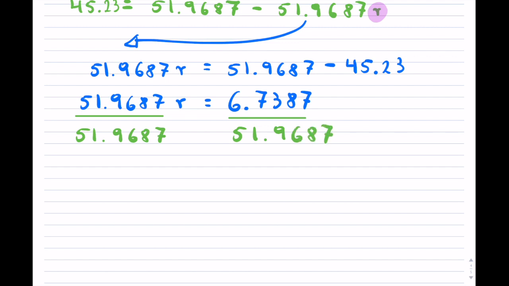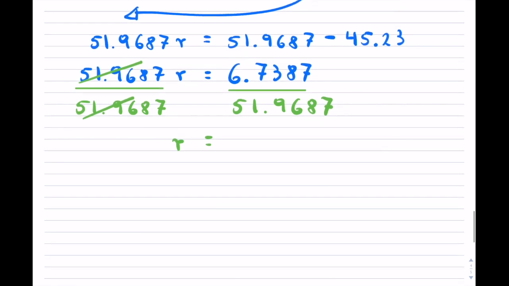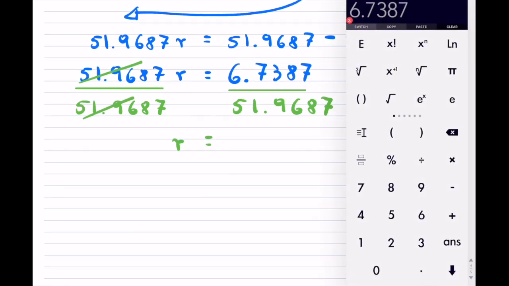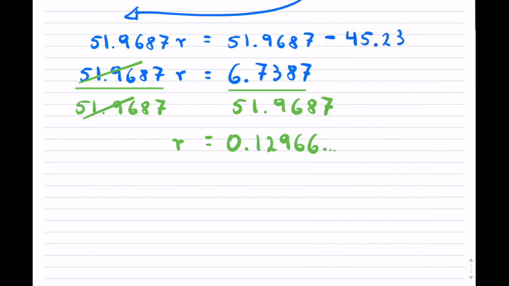So there it is. Now that will cancel. On the left, I'm going to get R equals. And now I can take the right-hand side and do that division, 6.7387 divided by 51.9687, and that's going to give me 0.12966 and so on.